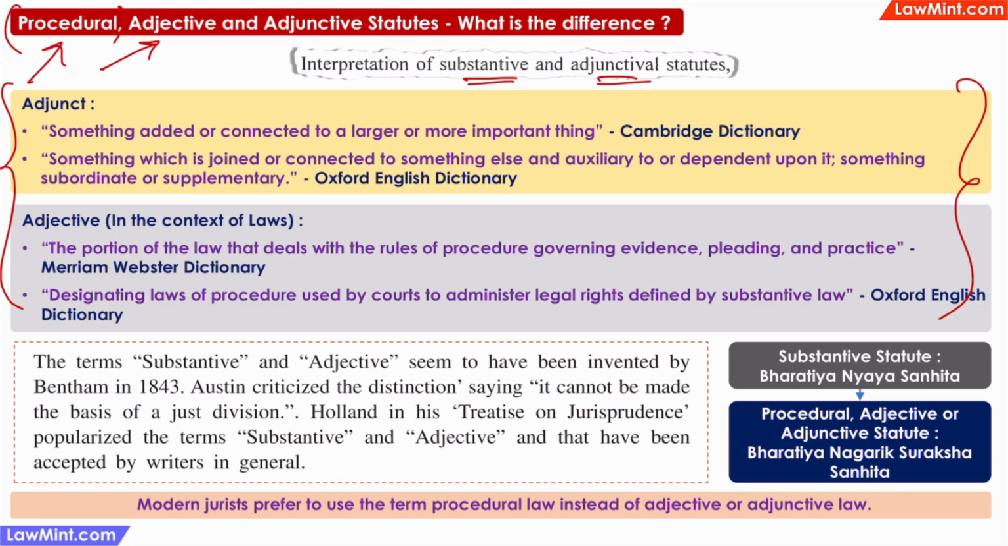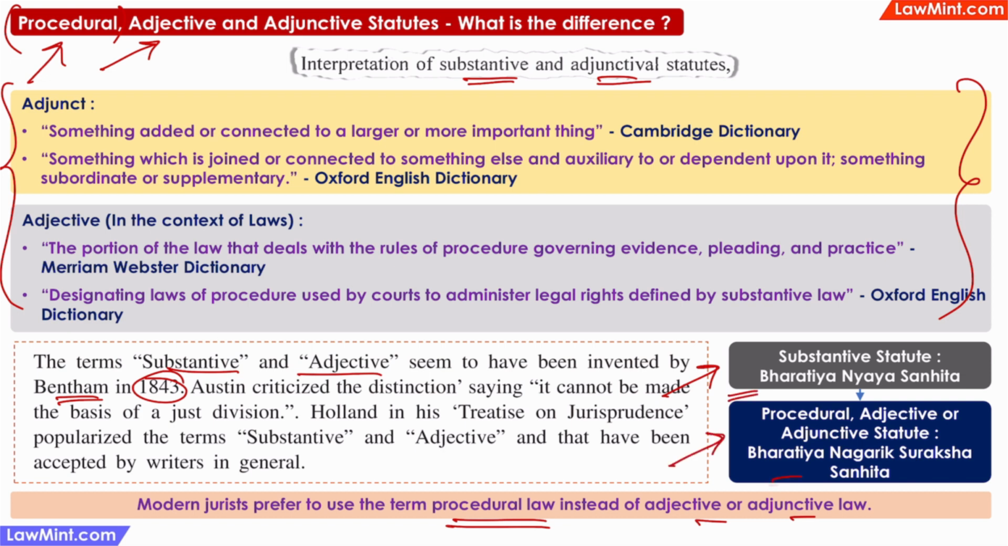The terms substantive and adjective seem to have been invented by Bentham in 1843 and subsequently popularized by Holland when he used these terms in his book. But these days the preferred term is procedural, since adjective and adjunctive do not clearly indicate the purpose of these statutes.